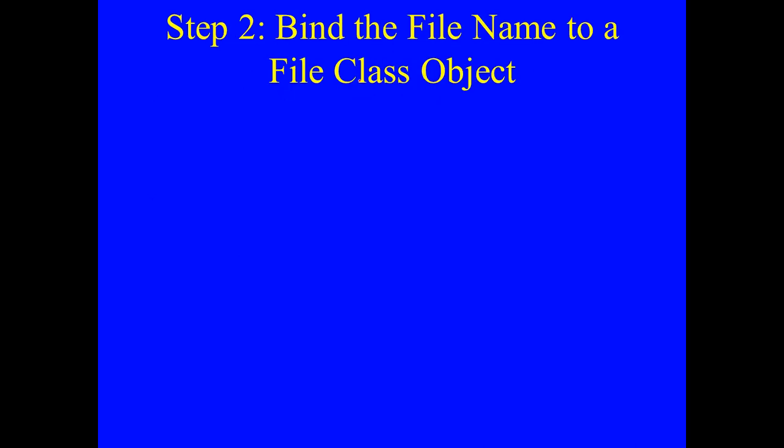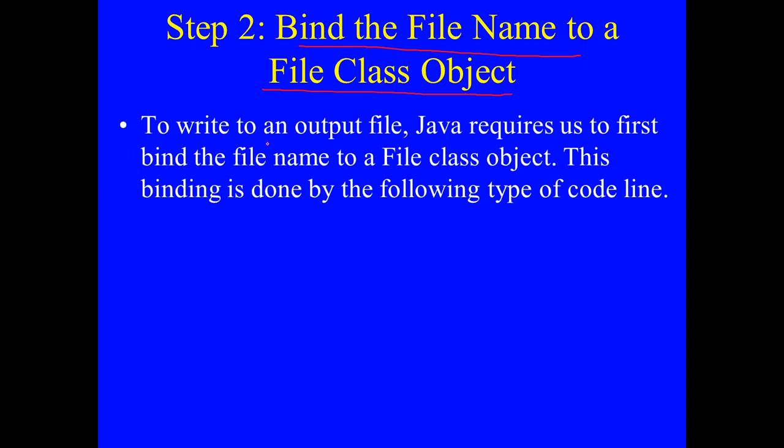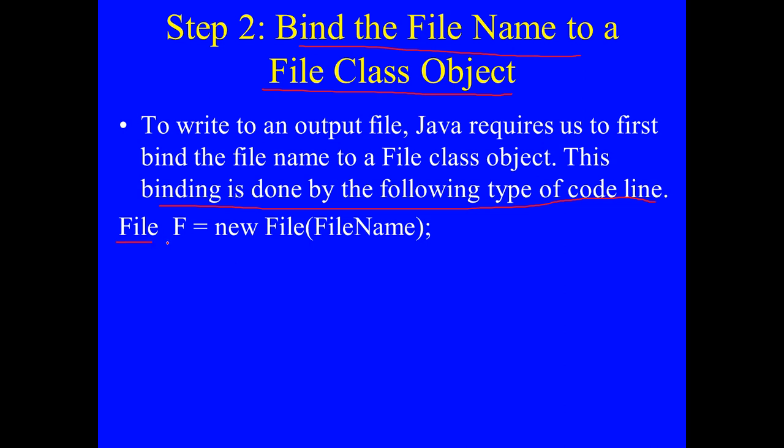Then the second step is we bind the file name to a file class object, exactly the way we did for reading from the input file. To write to an output file, Java requires us to first bind the file name to a file class object. This binding is done by the following type of code line. We declare a file class object called f, new file, and here we pass the file name, which is a string which has the absolute path to the output file.